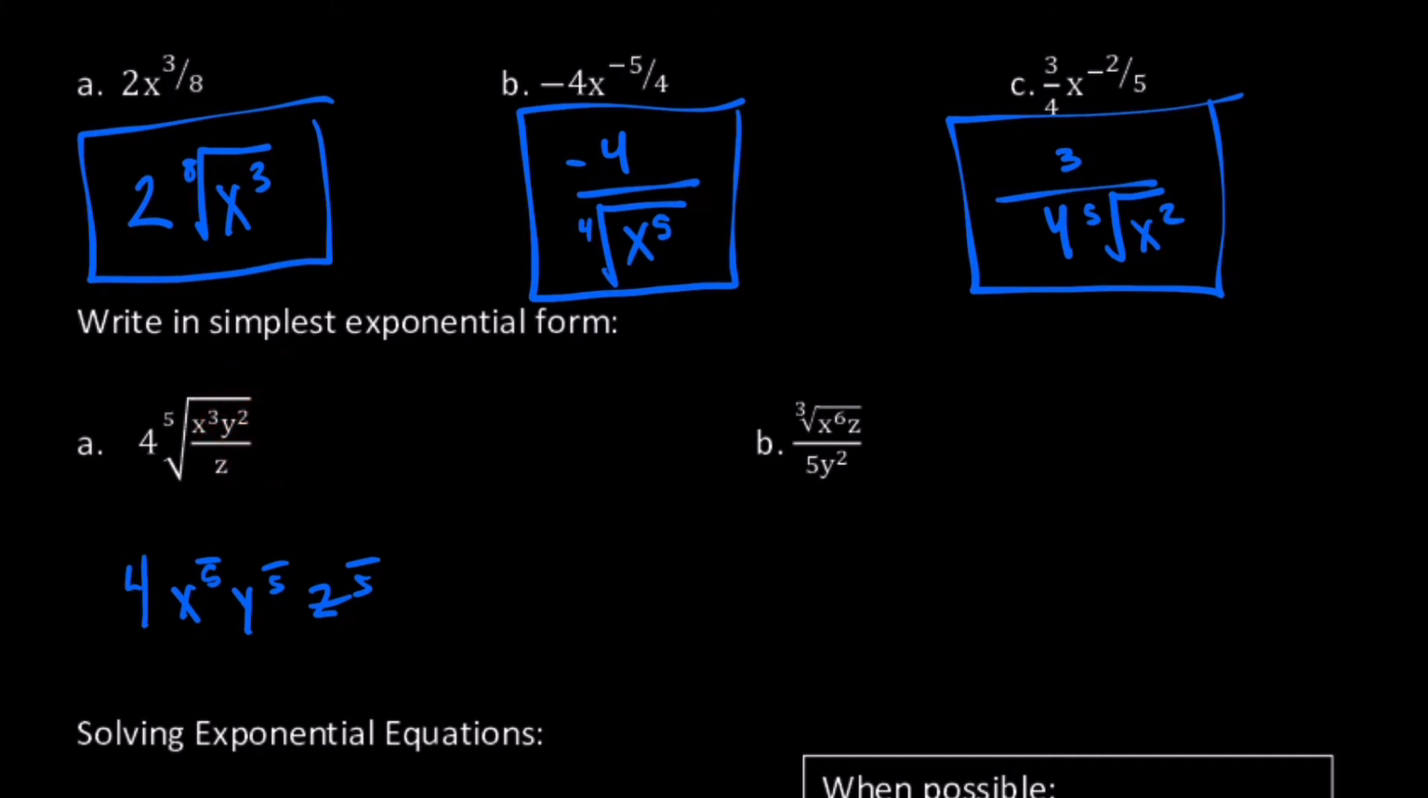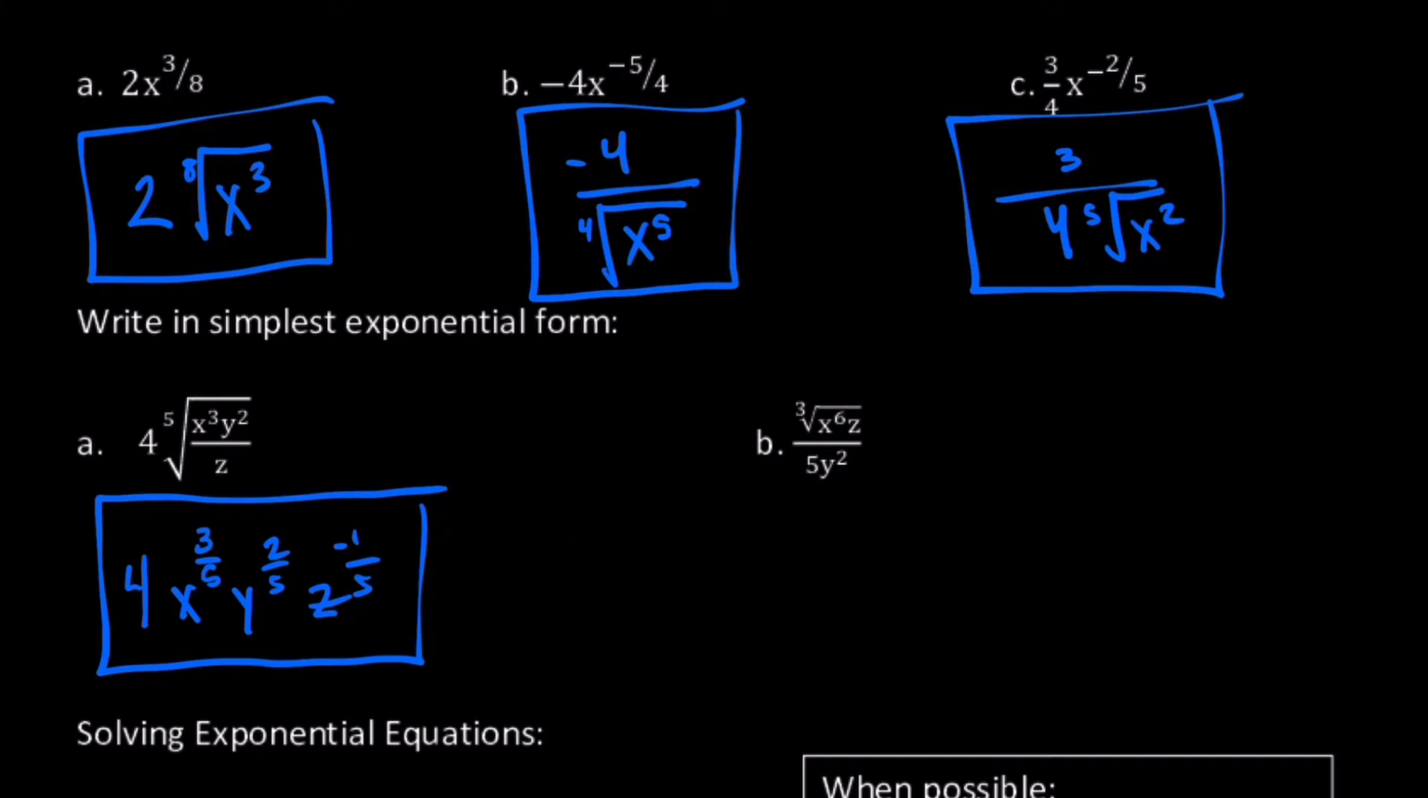So the x will be 3 over 5 for its exponent. The y will be 2 over 5. Now, because the z is in the denominator, that means it's got to have a negative exponent. All right, so that'd be negative 1. All right, my next one.